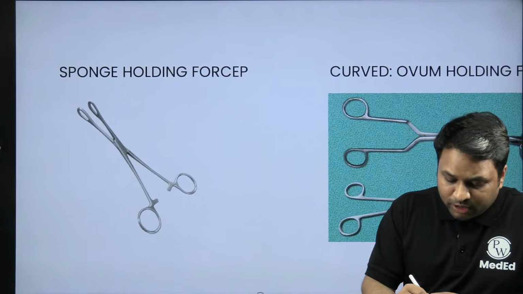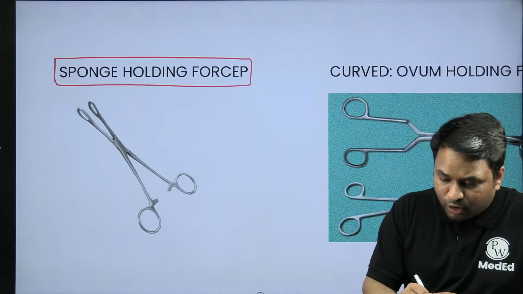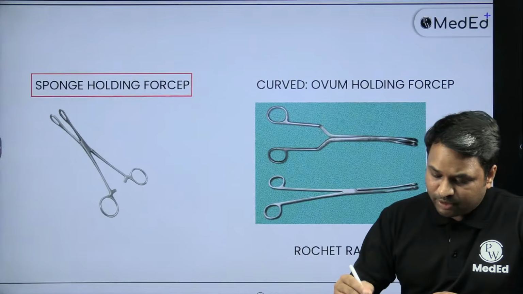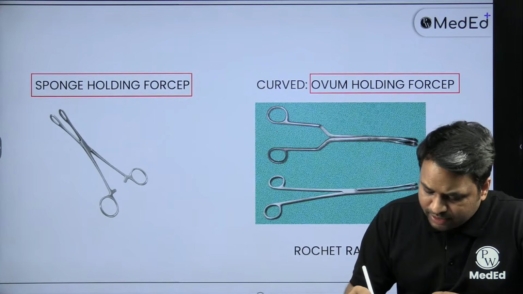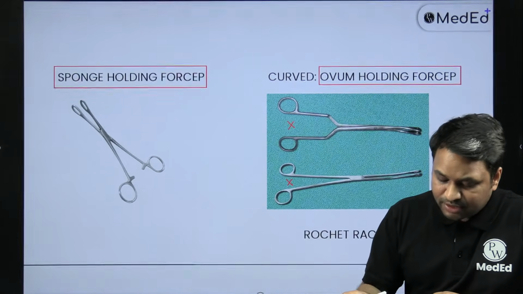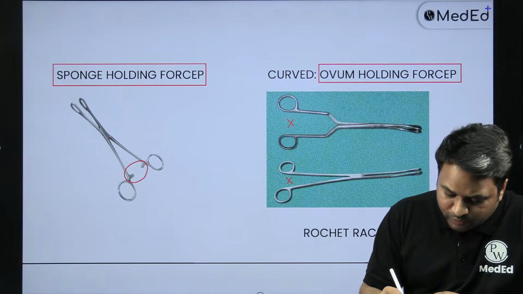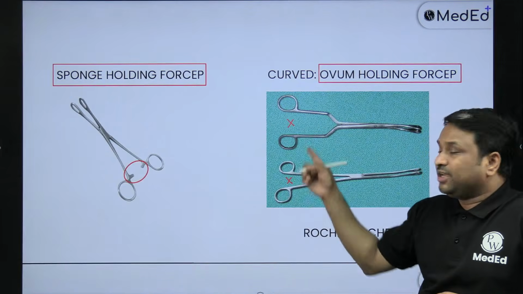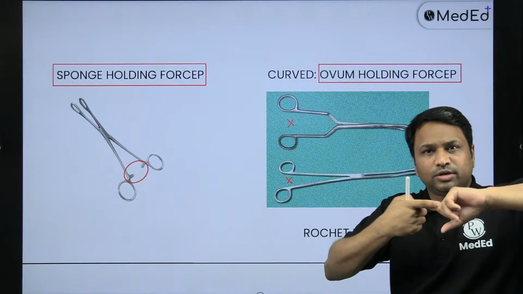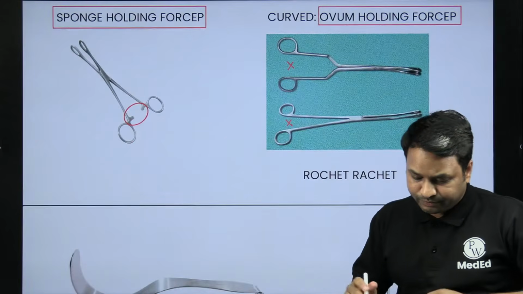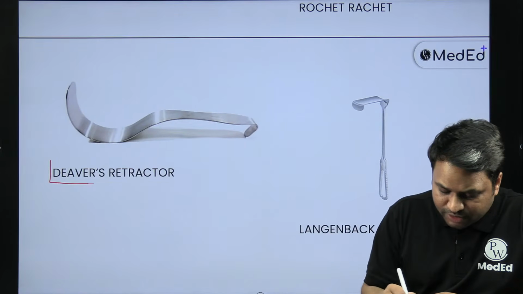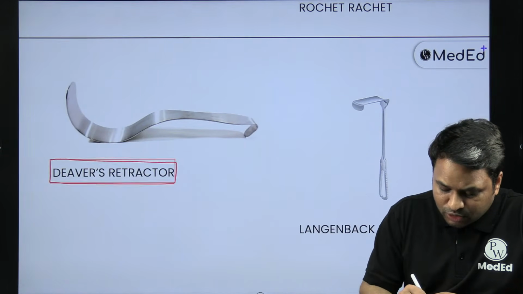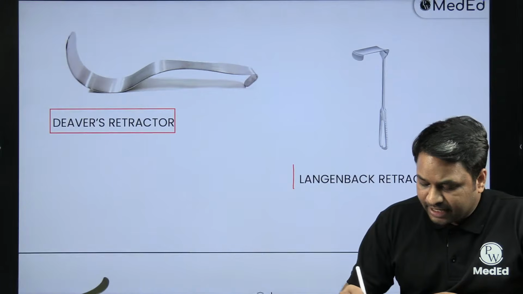This is a sponge holding forceps. How do you differentiate between a sponge holding and an ovum holding forceps? For an ovum holding forceps, let it be straight or curved, there is no ratchet, right? That's the difference. For a sponge holding forceps, you will have a ratchet. Ratchet is this locking factor that you have. Now, this is your Deaver retractor, which is curved, basically for all your large organs. Langenbeck is a right angled retractor.